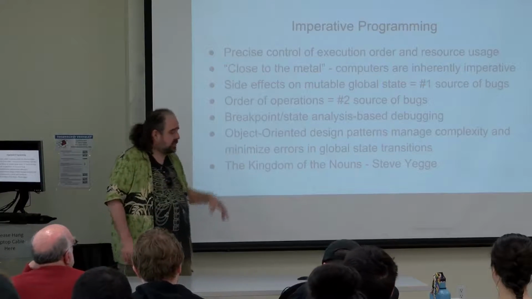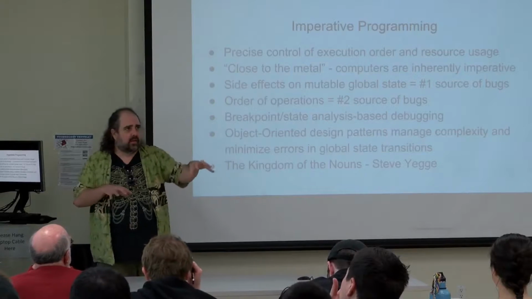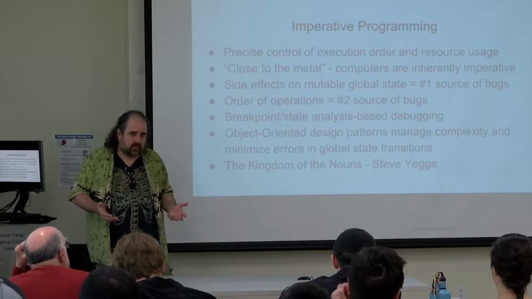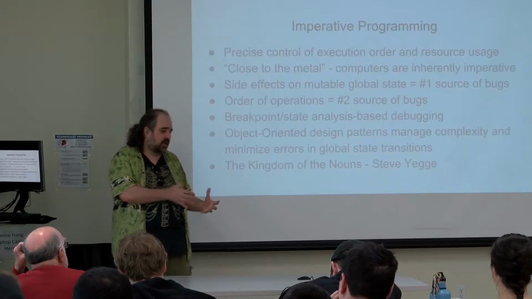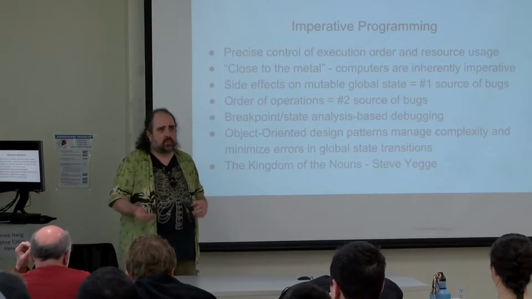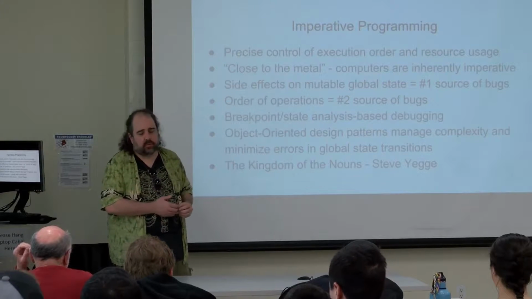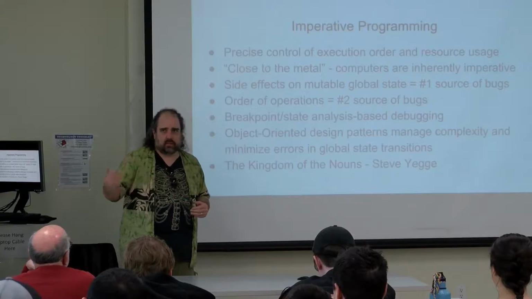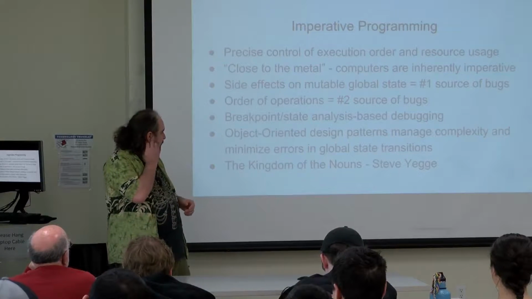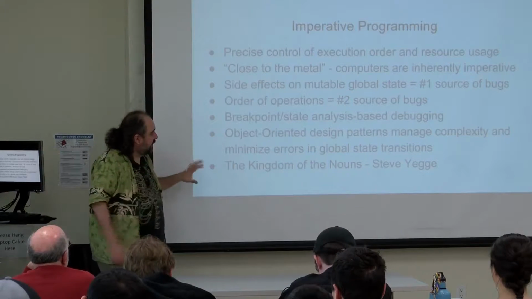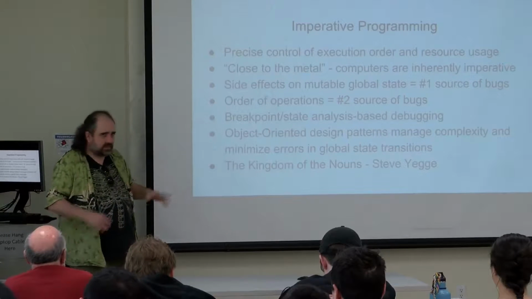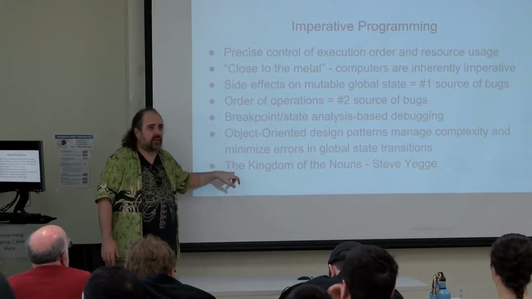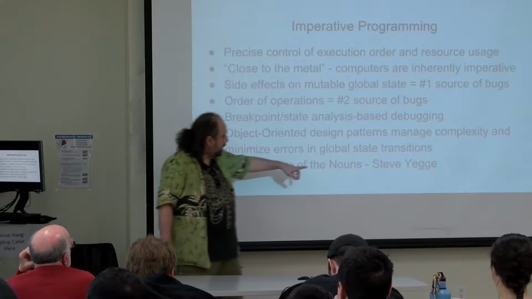Because what object-oriented design patterns allow you to do is isolate your code so that your side effects have fewer effects on the global system, so that an object can publish a contract and say, if you call me with this value, I guarantee that I will fulfill these parameters, and I won't mess with these values, and I will mess with those values. And all of this has led to a scenario in software engineering that Steve Yegge calls the kingdom of the nouns.